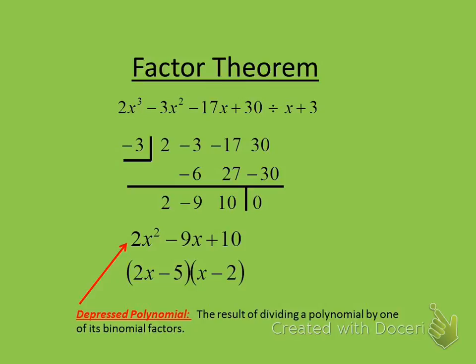Okay? So whenever you divide a polynomial by its binomial factor, you get a remainder of 0. Every single time you should get a remainder of 0. You also know that it's a factor of the original polynomial. If that's the case, then you can turn around and factor the steps.